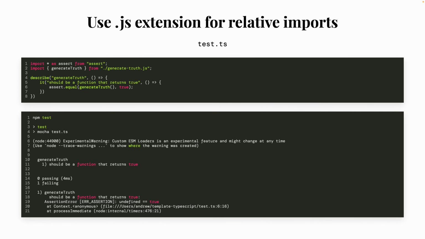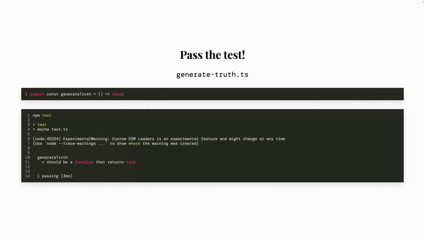With the addition of the JS extension to the imports, running the test finally gives us a failure. The failed assertion indicates that undefined indeed does not equal true. At this point, it may be tempting to doubt the logic of such a simple statement. However, we are on the brink of success, and it's almost time for the test to pass. Let's proceed to resolving the final issue of an improper return type. By returning true from the generateTruth function, the test finally passes.